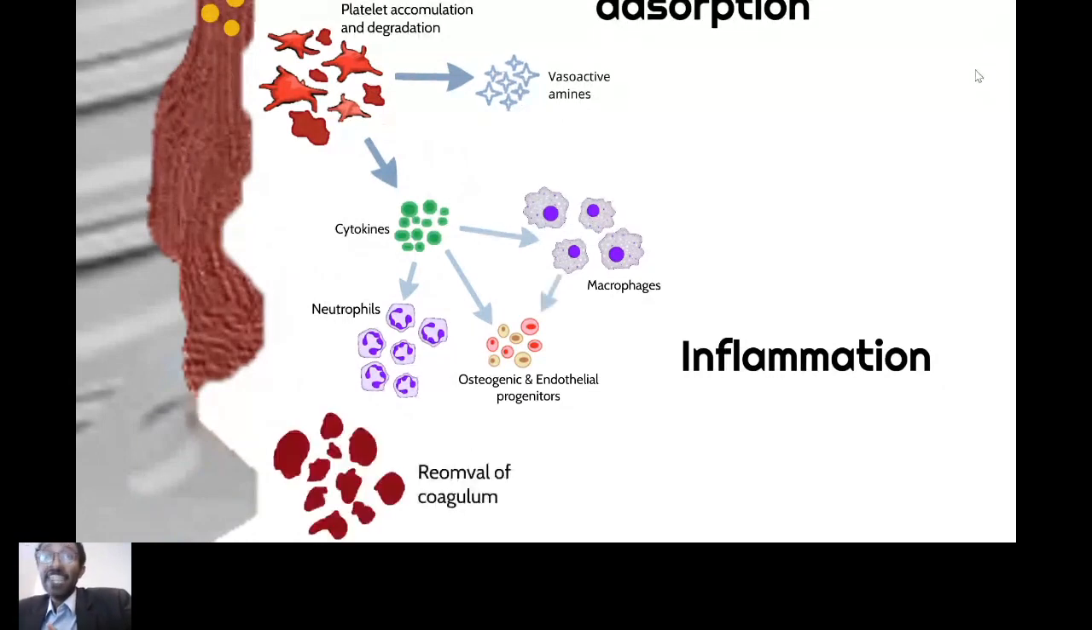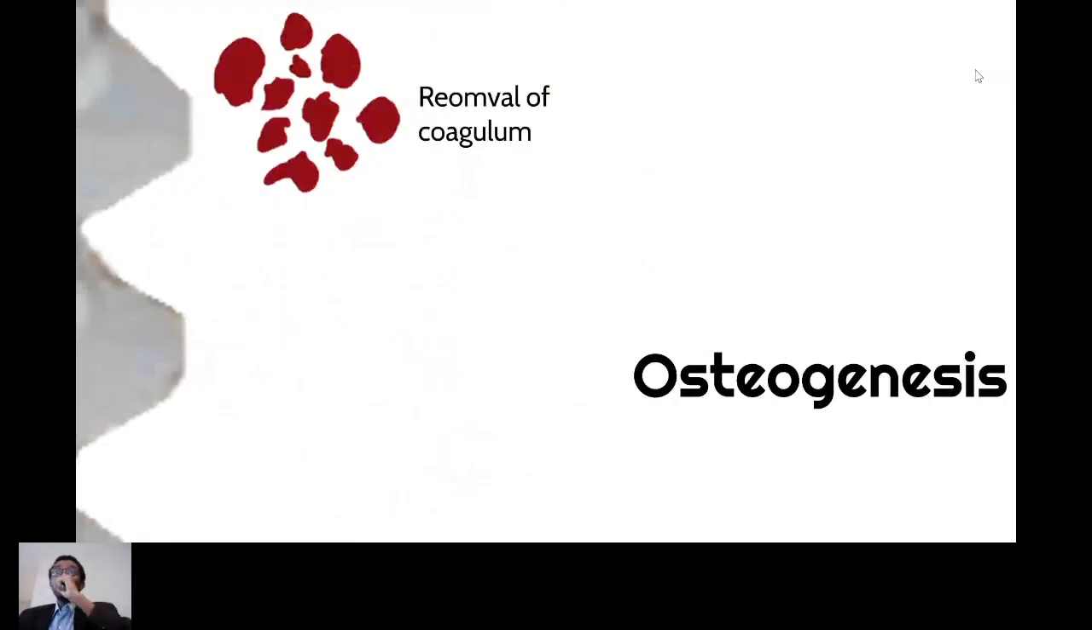Then you have the next stage. Since we have these osteogenic and endothelial cells, the next stage will logically be the building up of the small blood vessels and the bone. So we have the osteogenesis. The osteogenesis phase, which is the third phase of osseointegration, happens simultaneously with the removal of the coagulum.